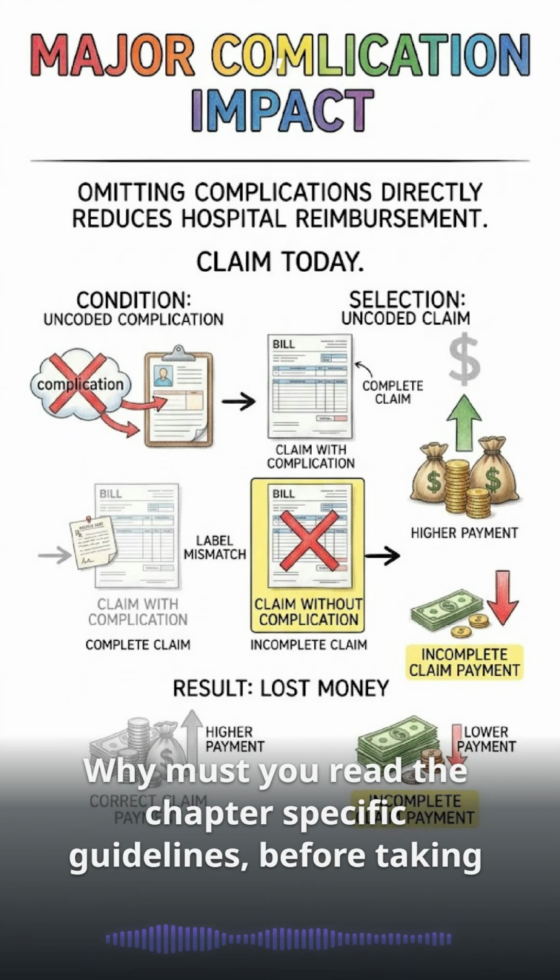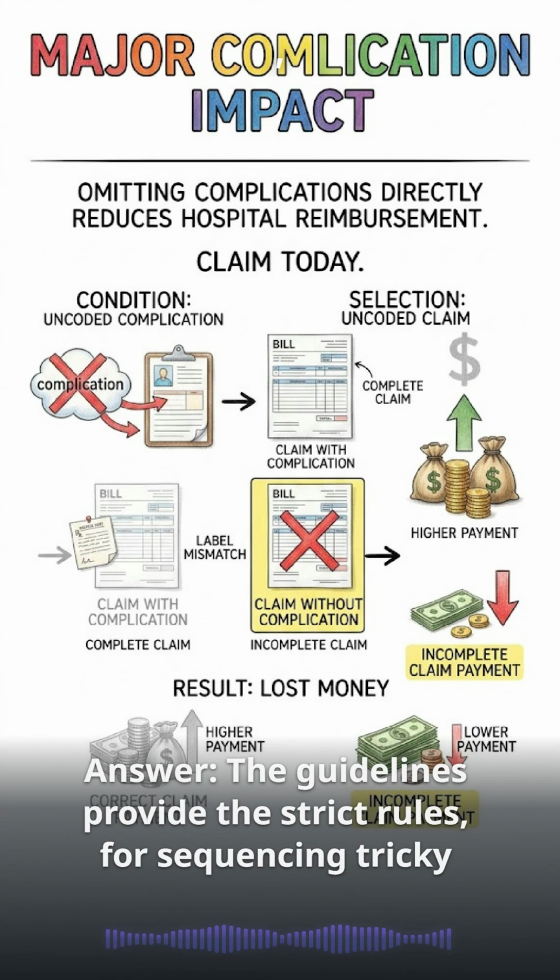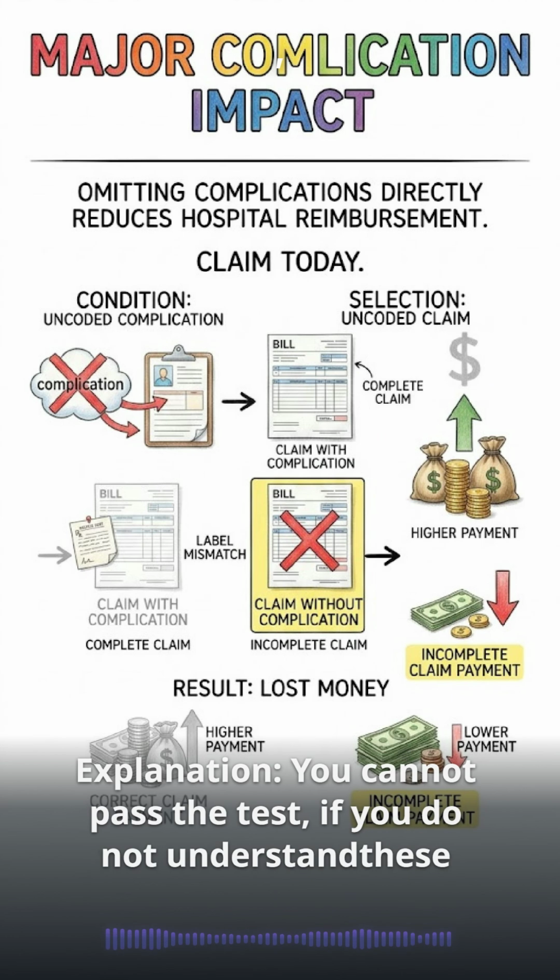73. Why must you read the chapter-specific guidelines before taking the AHIMA certification exam? The guidelines provide the strict rules for sequencing tricky diseases like cancer and sepsis. You cannot pass the test if you do not understand these exact sequencing rules.